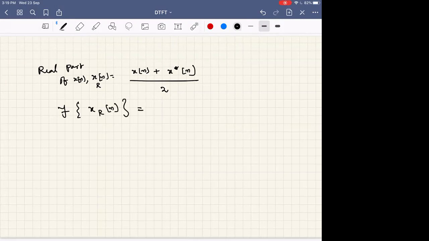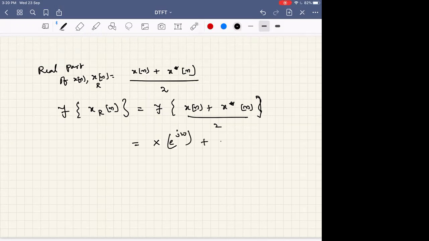Now if you want the Fourier transform of the real part of the signal, what should I do? How do I express the Fourier transform of x of n plus x star of n? It is X of e power j omega plus X star of e power minus j omega, divided by 2. And what is this? This is the even part of the spectrum, X even of the spectrum.